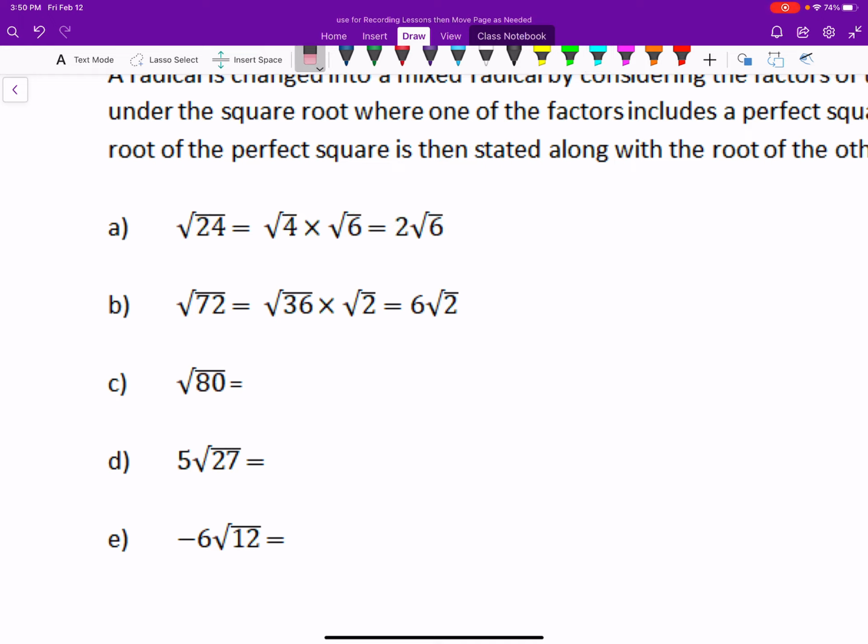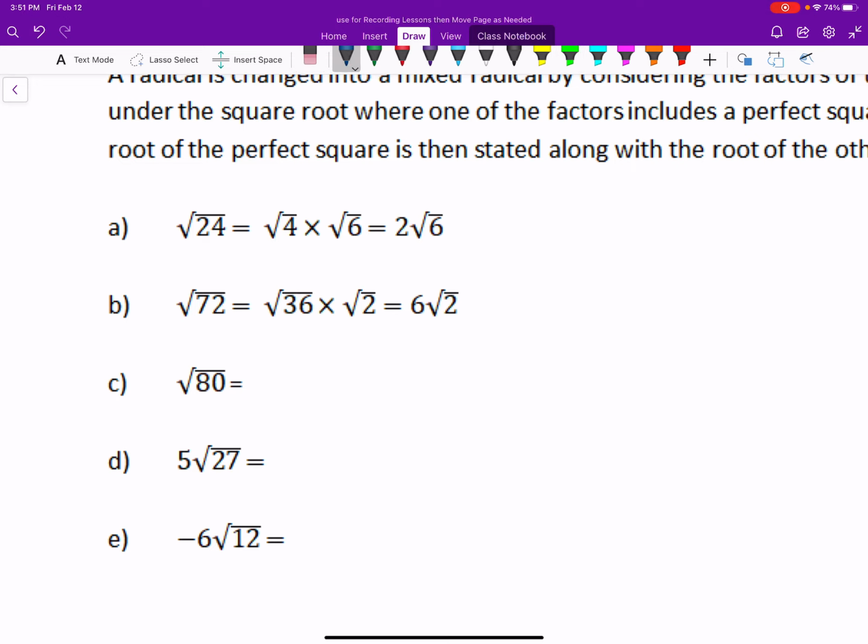Root 72, again, that's not a perfect square, but I can break it down into root 36 times root 2, and root 36 is a perfect square. And so, therefore, when I take the square root of 36, it equals 6, and the root 2 is still there, so I'd read that as 6 root 2. 6 times root 2 is what that means. So a few other examples.